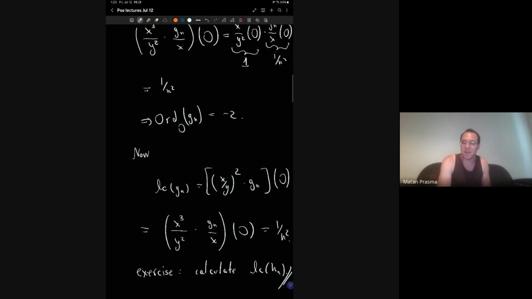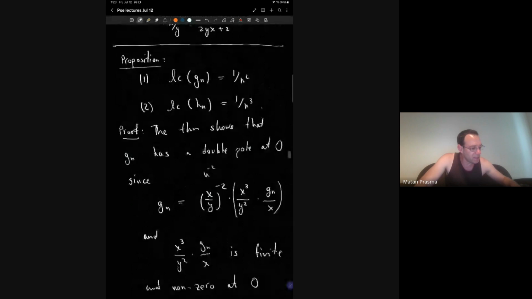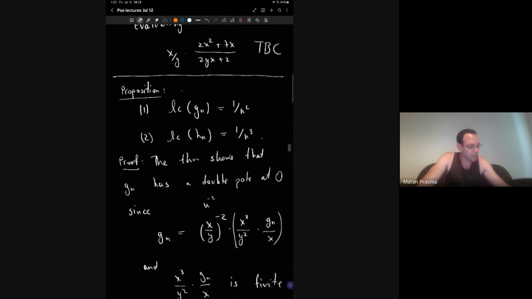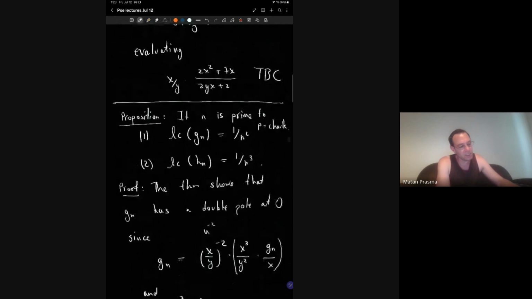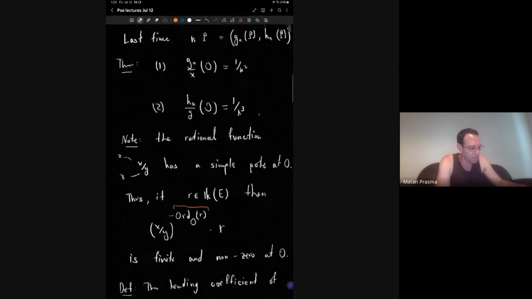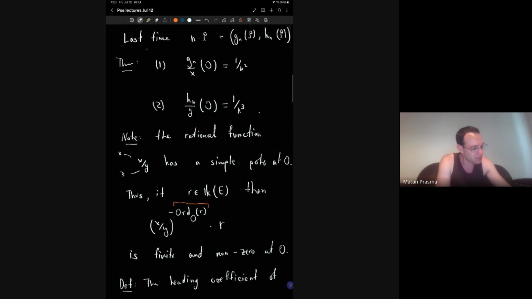Okay, so that is going to be quite useful when we study this gn and hn. But there is one caveat that I forgot to mention. That is, if n is prime to the characteristic of the field. Otherwise it's not true. This is also something that I should have said when I restated the theorem. So this is also if n is prime to P.